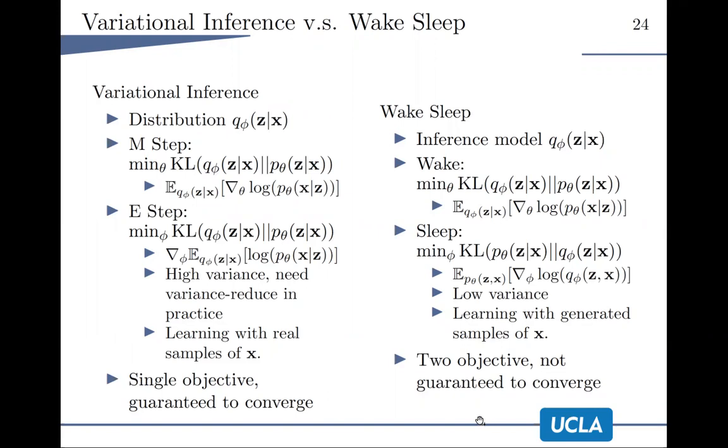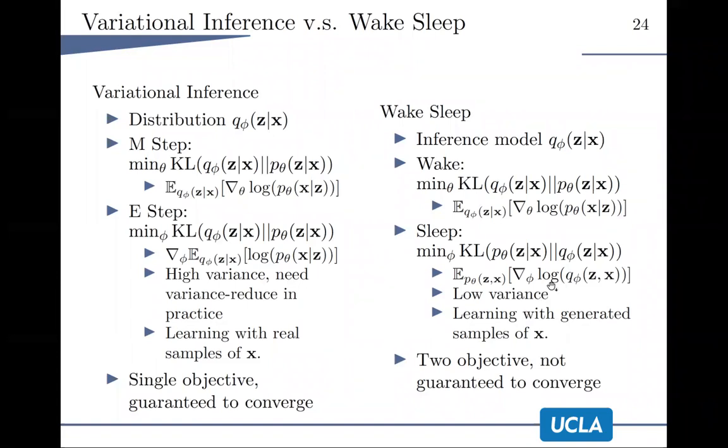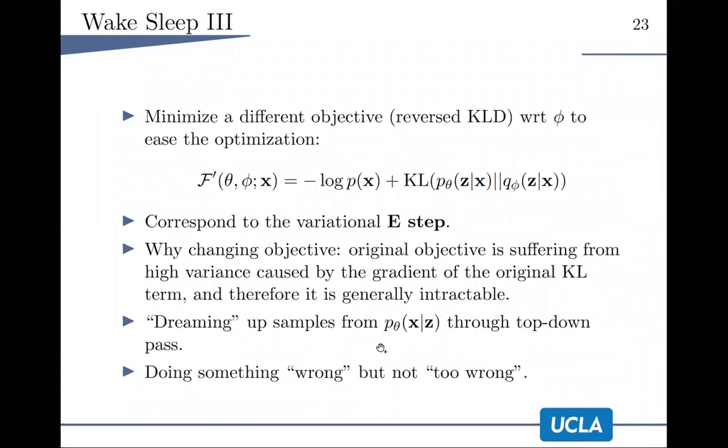What do you mean by generated samples of X? How can we generate that X? Generated samples of X are those we generated from P theta, because theta has already been optimized in the first step. Okay. Yeah.